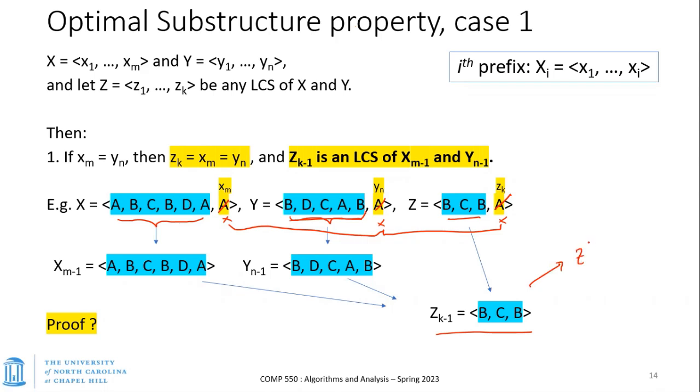Yeah, so we could use a prime notation for that. So we could say, let's assume that there is a z prime k minus 1, which is longer than zk minus 1. So let's assume that this is not an LCS, not the longest common subsequence. There is another subsequence which is longer. Okay, so that's a good starting point.